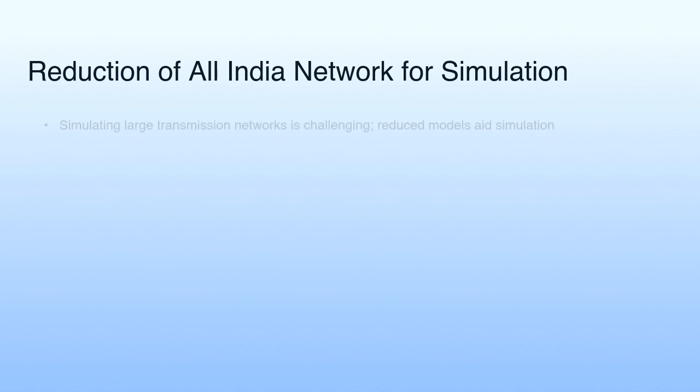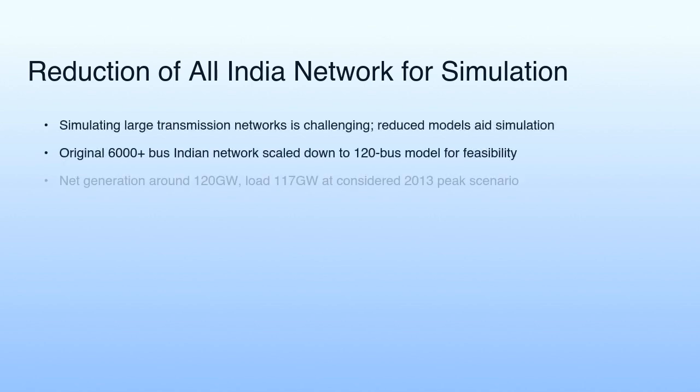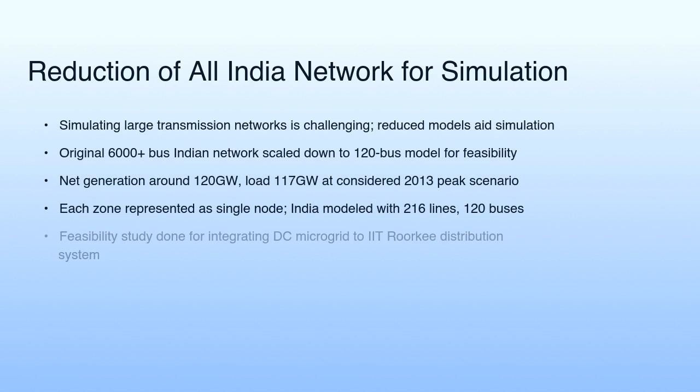A feasibility study simulates the IIT Roorkee distribution system in RTDS using practical data, optimizing DC microgrid placement for improved voltage profile and PV utilization, with PHIL experimentation performed on the IIT Roorkee campus.